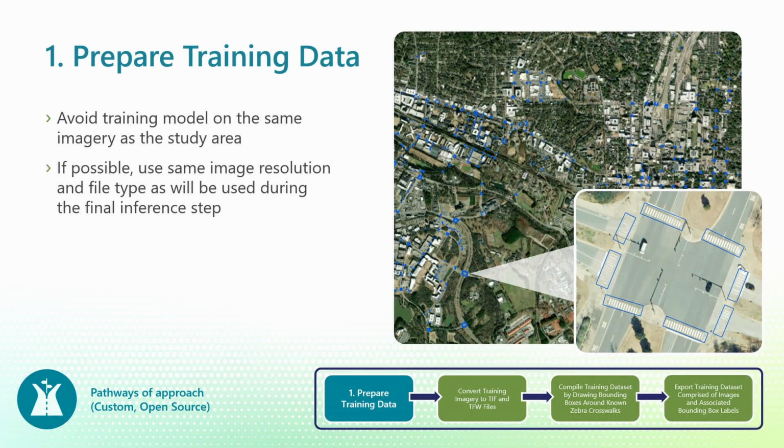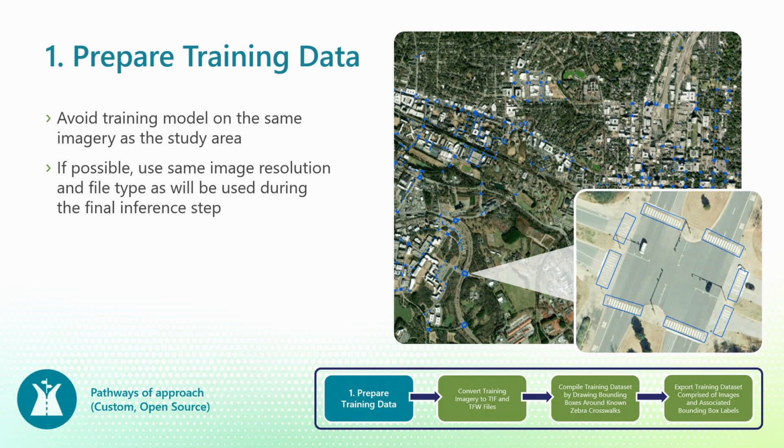And so I've broken this up into 4 main steps. So the first one is preparing your training data. It's really important to have quality training samples. And so you can see here are some training sample bounding boxes that I drew around some high-vis crosswalks in Raleigh.